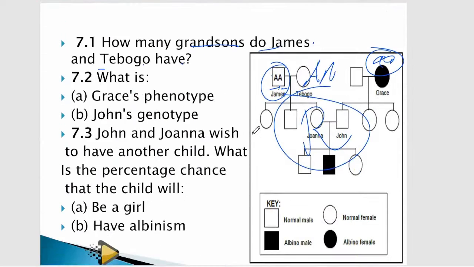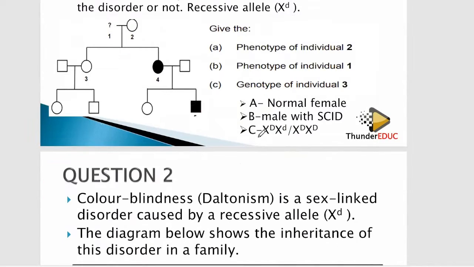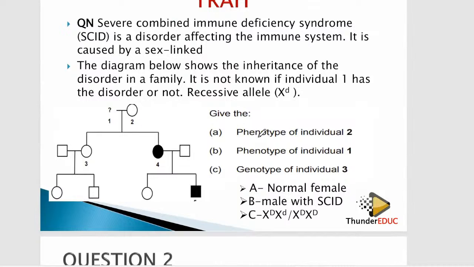So, yeah, let's look now at the sex-linked example. An example of a sex-linked trait: severe combined immune deficiency syndrome, SCID. I don't know whether you call it SCID or SID. It is a disorder affecting the human immune system. It is caused by, as they have mentioned, an allele carried on the X chromosome, or sex chromosome.